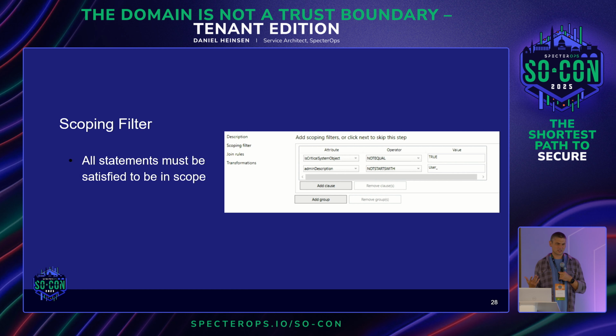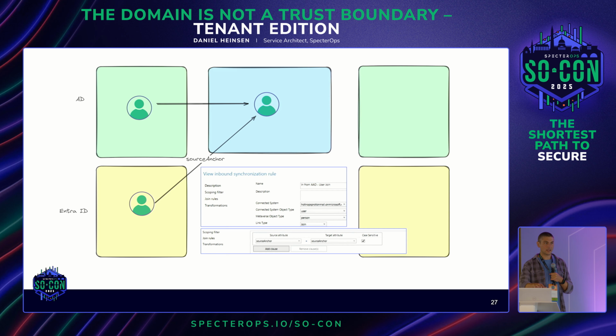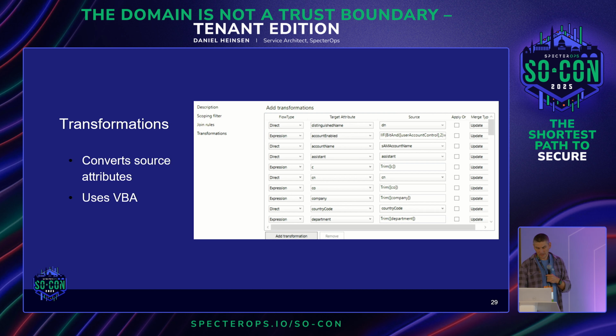And then scoping is pretty self-explanatory. It's really a rule that says these conditions have to be satisfied for this operation to work, right? And the important part here is that scoping happens both at ingest and at outbound, right? So scoping can happen before it gets projected into the metaverse, but it could also happen as it's writing properties outbound, right? All right. And then lastly, transformations, just kind of covering for completeness.